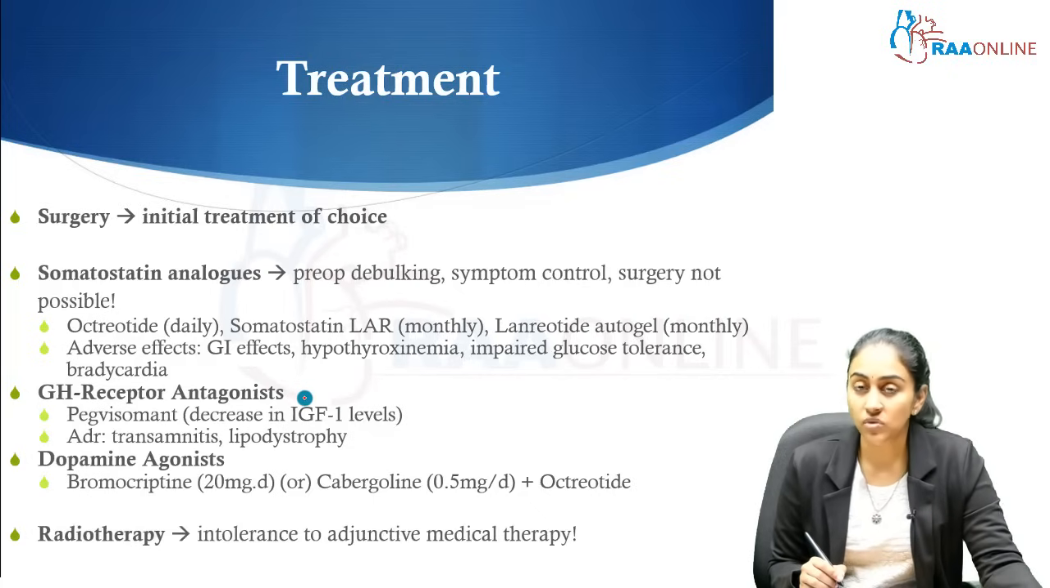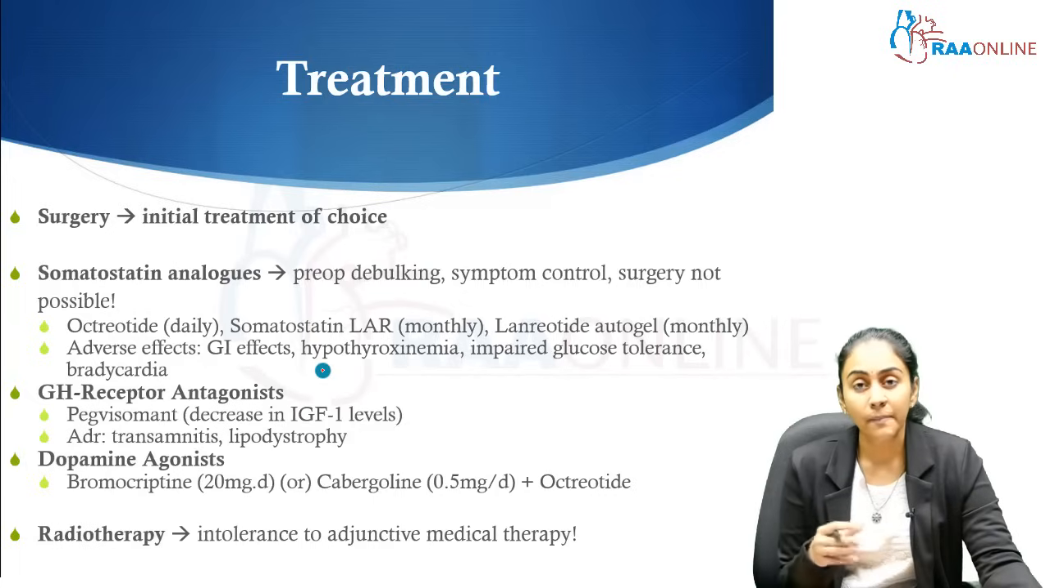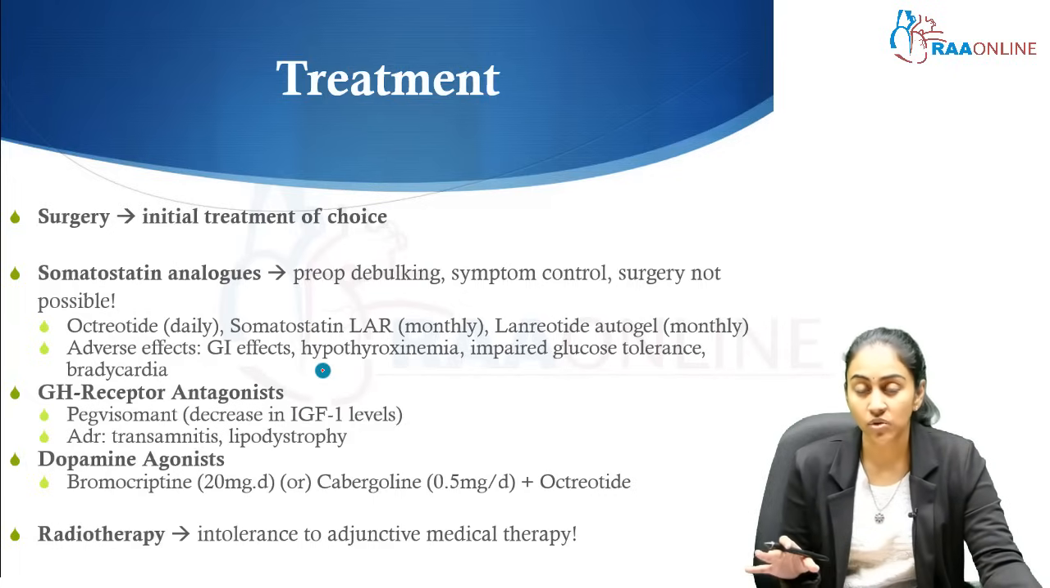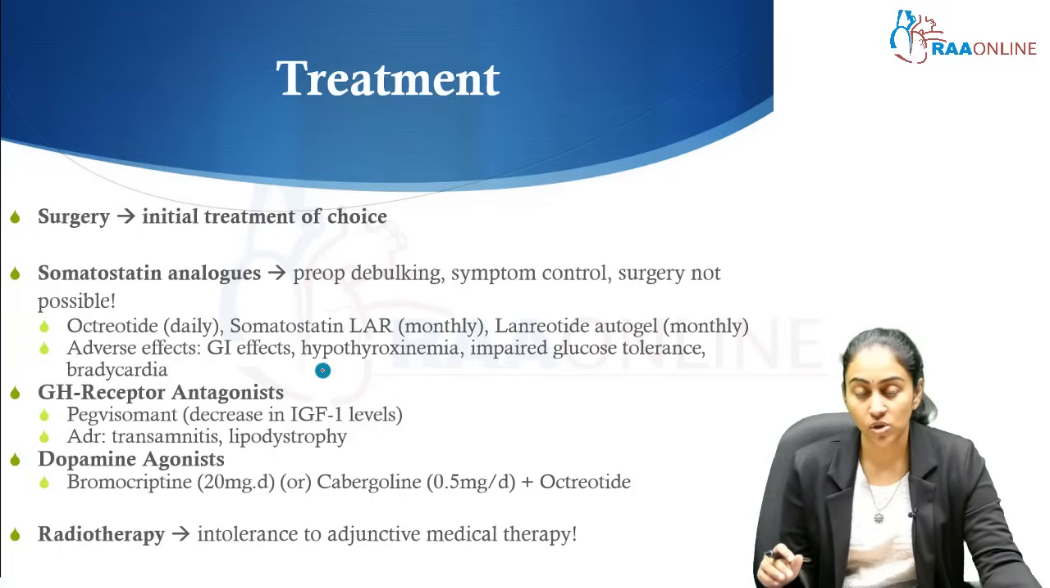Radiotherapy is used as a last resort as an adjunct to surgery when patients are either intolerant to or do not respond well to the medical management. So, as far as acromegaly is concerned, find the tumor and knock off the tumor. Surgery is the mainstay of treatment. When surgery is not feasible, or preoperatively if you want some amount of tumor shrinkage or for symptom control, that's when you offer medical management. Medical management is predominantly with somatostatin analogs like octreotide and lanreotide, and pegvisomant is a growth hormone receptor antagonist which has also been approved for the same.